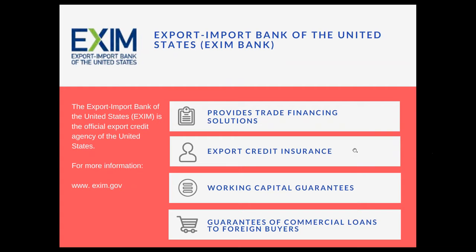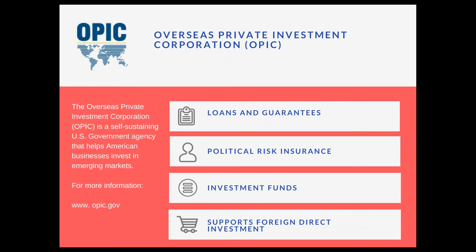The next resource that we have, I would say, is favored by service providers, also manufacturers, but those who wish to establish a business in foreign markets, and particularly emerging markets. The Overseas Private Investment Corporation, also known as OPIC, is a self-sustaining U.S. government agency that helps American businesses invest in emerging markets.